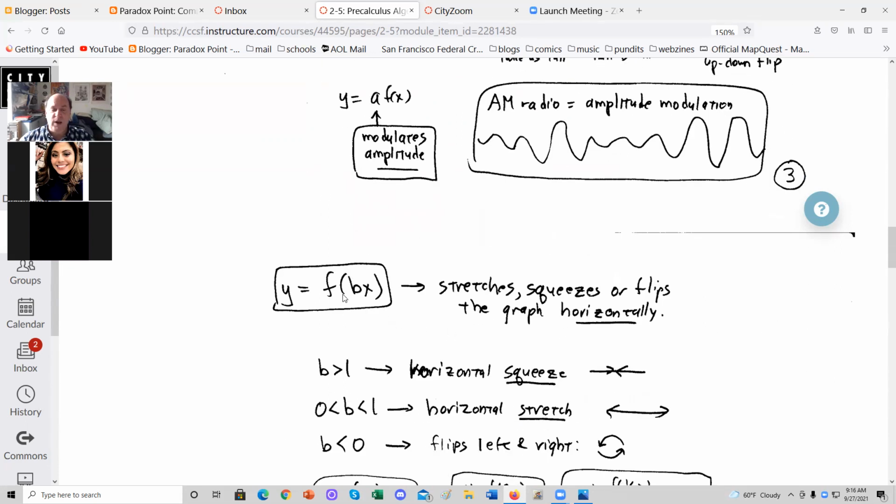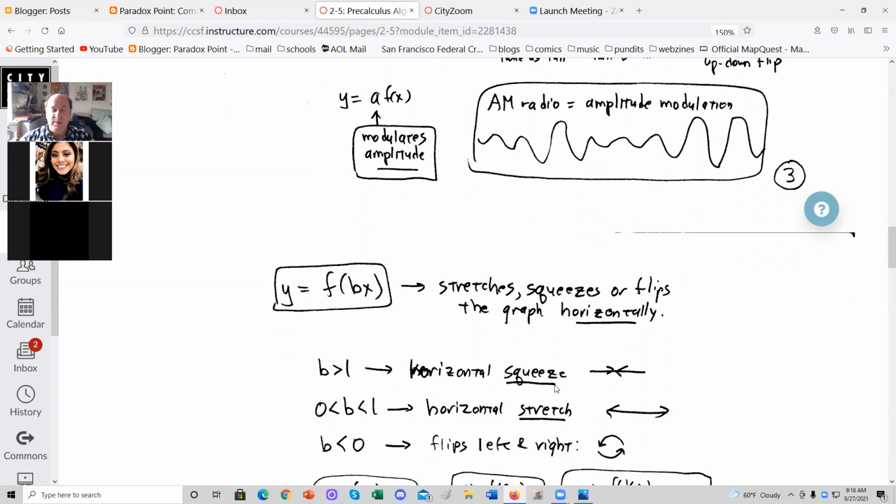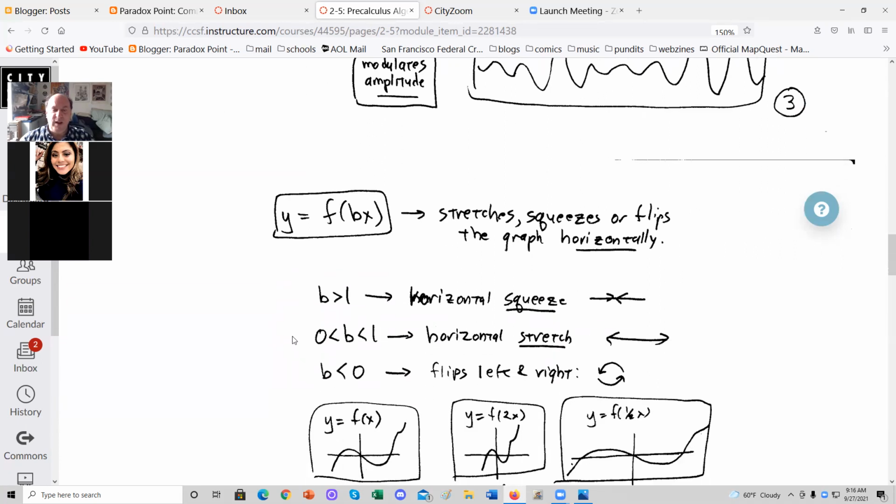Now, here's y equals f of bx. Here we multiply inside the function rather than outside. So this will stretch, squeeze, or flip the graph horizontally. And as before, it has a reverse effect. Here, if b is bigger than 1, it's a squeeze rather than a stretch.